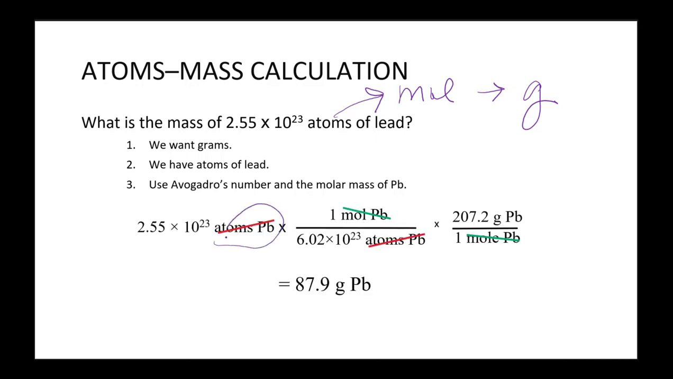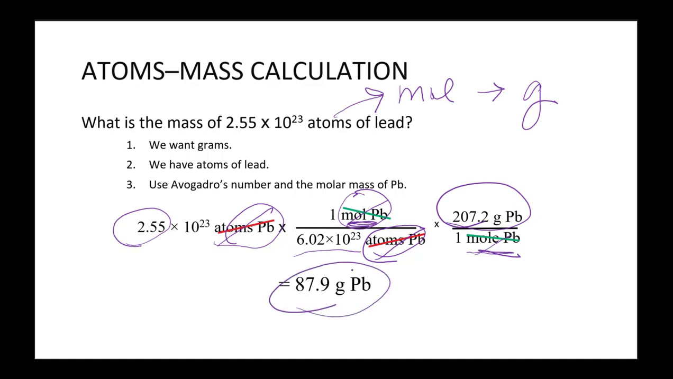We know that if I'm starting with atoms, I got to have atoms on the bottom. And we know that there's 6.02 times 10 to the 23rd atoms in 1 mole of anything. And therefore, those will cancel. I then have to have moles of lead on the bottom. And we know that for 1 mole of anything, we look at the periodic table to see how many grams there are of it. I started with 3 sig figs, so I need to end with 3 sig figs.